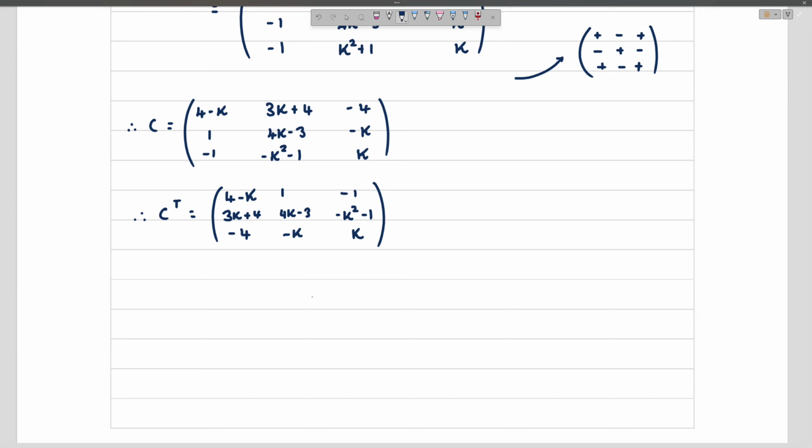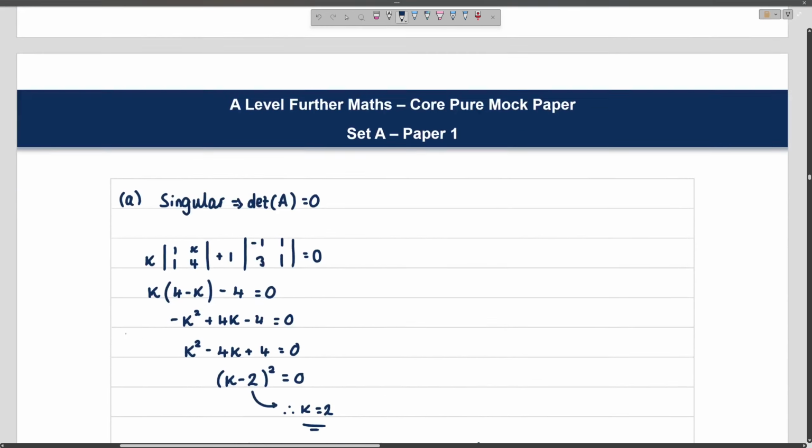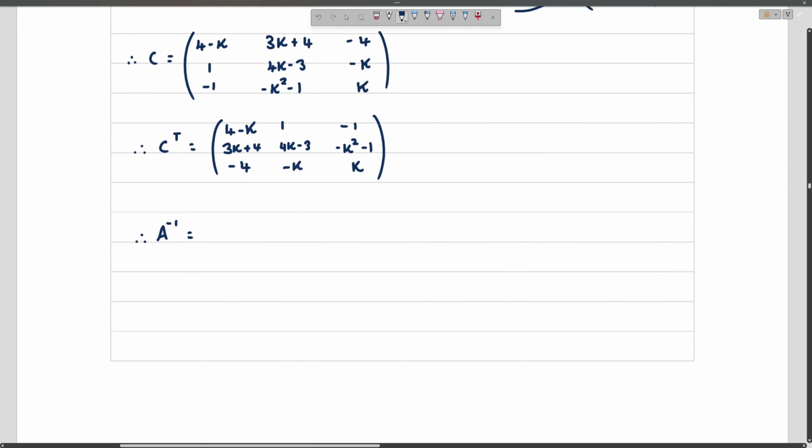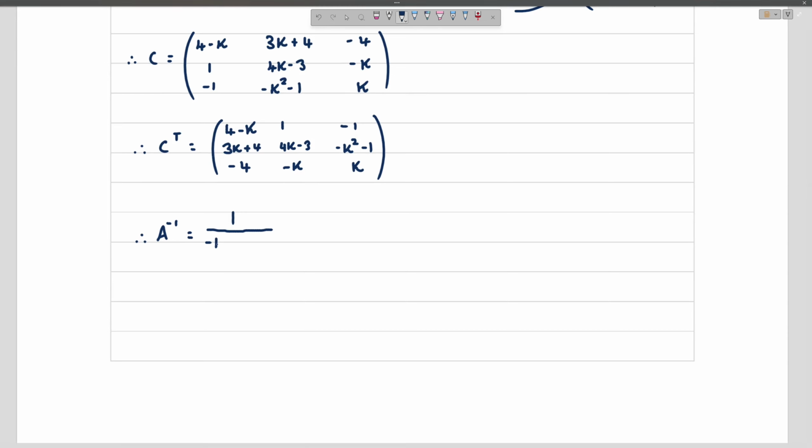And at this point, we're pretty much done with the inverse of the matrix A in terms of k. All we now need for the inverse of the matrix A is 1 over the determinant of A, which we did evaluate in part A. Let's just find that. That was this here. So it's going to be 1 over that. So 1 over the determinant of the matrix A, which was minus k squared, and we also had minus 4k plus 4. Let me just quickly double check that.